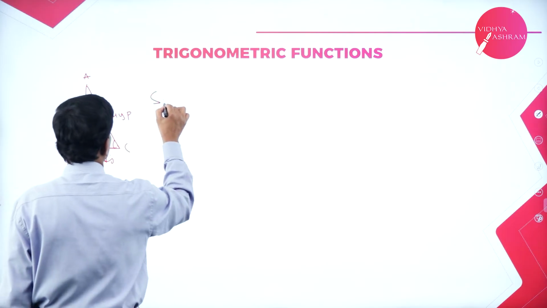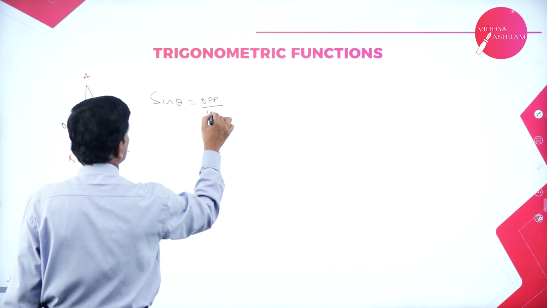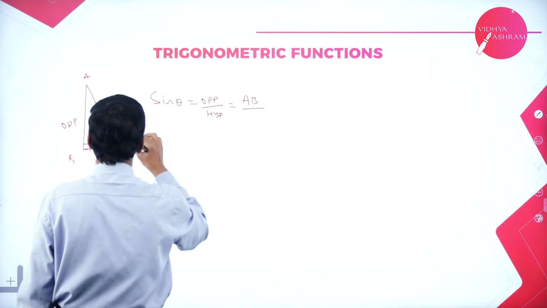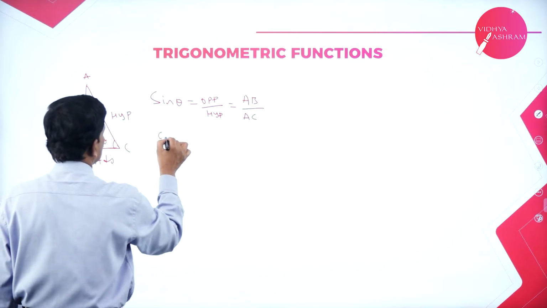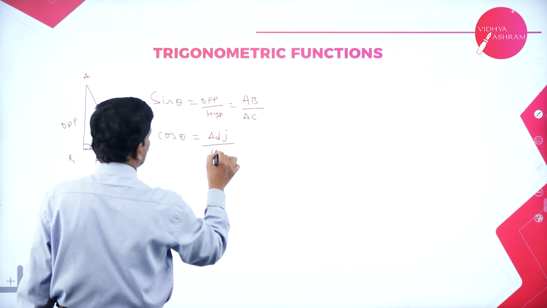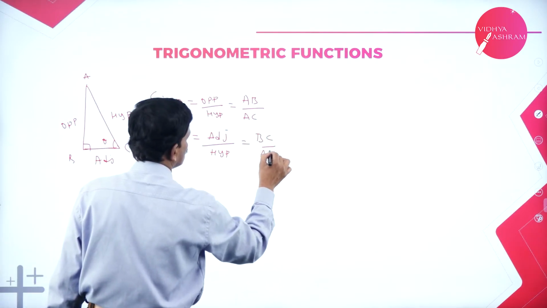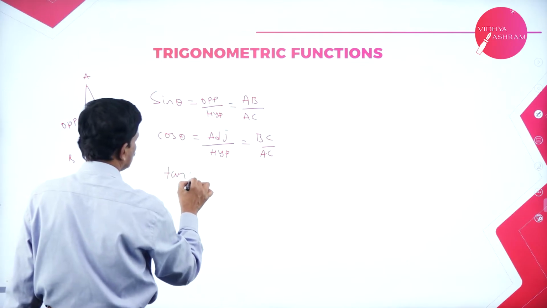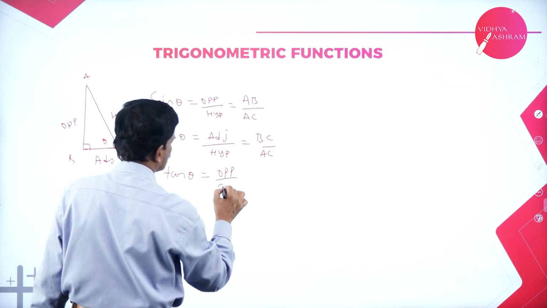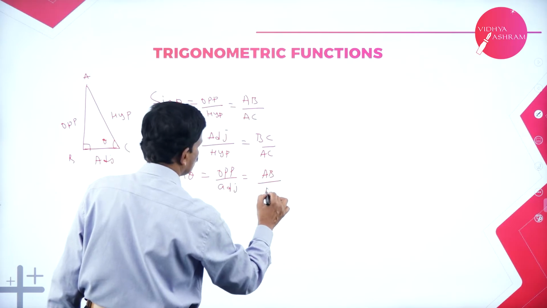The 6 trigonometrical functions are: sin theta is equal to opposite divided by hypotenuse. What is opposite? AB divided by AC, right? And similarly, cosine of angle theta, cos theta is equal to adjacent side divided by hypotenuse side. Adjacent side is nothing but BC divided by AC. And the tangent of angle theta, tan theta, is equal to opposite divided by adjacent side. That's equal to AB divided by BC.